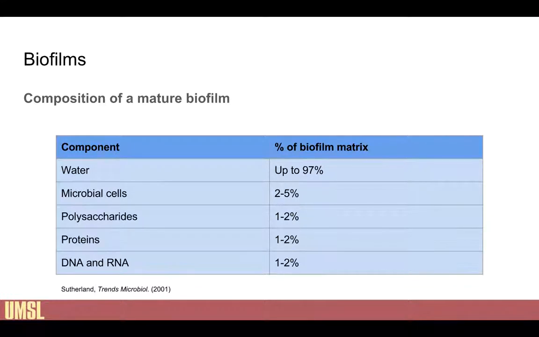So, as I mentioned before, what's in a biofilm? It's composed primarily of water, well over 90% of a biofilm. So essentially a biofilm is a hydrogel matrix with bacterial cells in it. Bacteria make up between 2 and 5% of any given biofilm. The remaining portions are polysaccharides, proteins, and DNA and RNA from lysed cells. These compositions vary depending on bacterial species, but typically polysaccharides and proteins are the big components of biofilms.